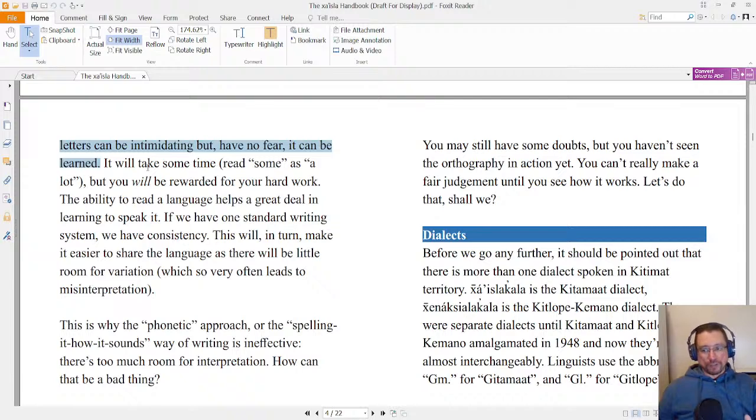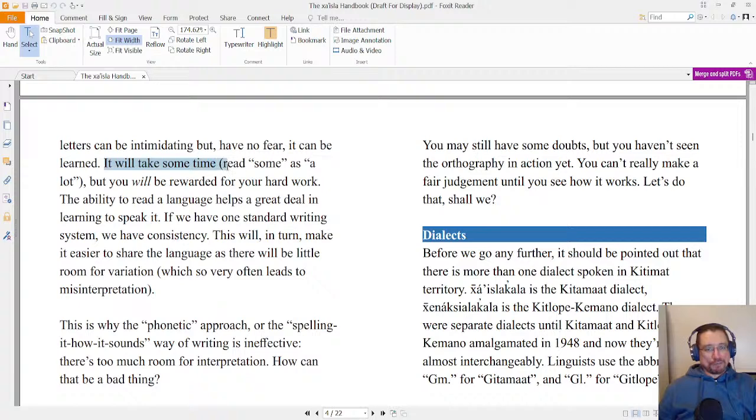The best way to learn xa'isla or any language is to start with the sounds, which is what we'll be doing in the handbook here. So start from smaller parts and then slowly build up to bigger parts and then bigger parts as you go along. That's the way my teaching method is designed. And we'll see that a little bit as we go through this handbook that I created.